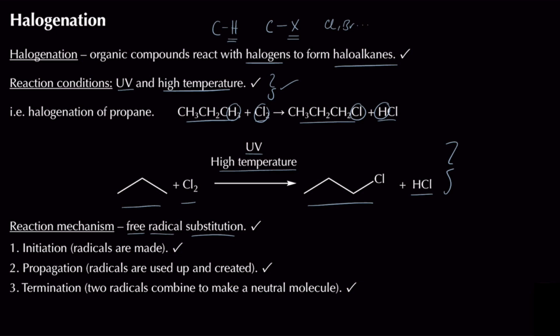Now, if we look at this process, it happens in 3 steps: initiation, propagation, and then termination. Initiation is when our radicals are made in the first place. Propagation is when we take these radicals and react them together to use them up and make even more radicals. And then termination is when the reaction stops and 2 radicals, any combination, combine together to make a neutral molecule overall. So just to be clear, halogenation is the reaction name, and the reaction mechanism is free radical substitution.